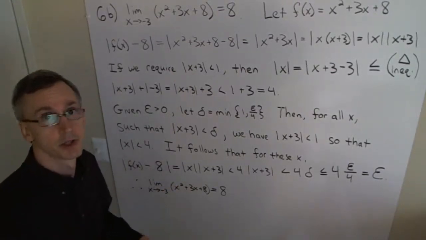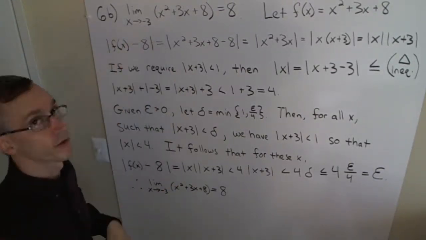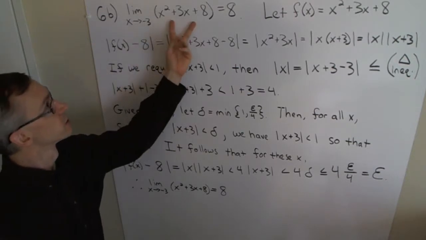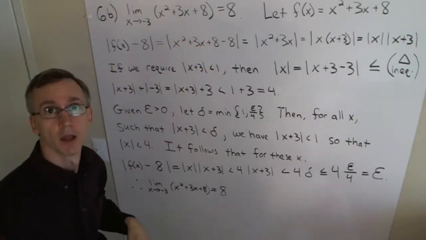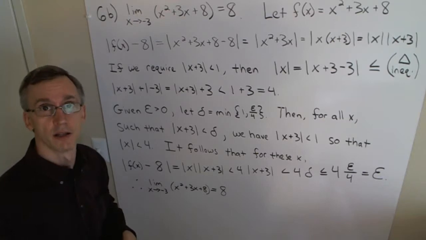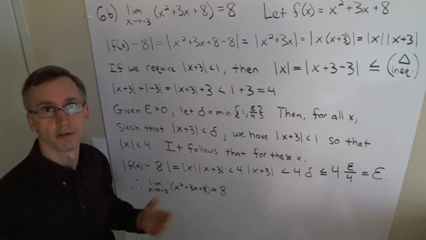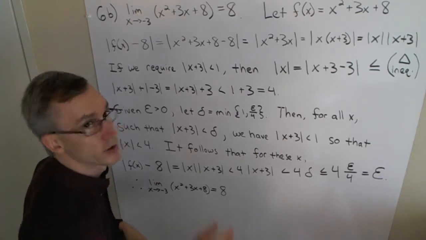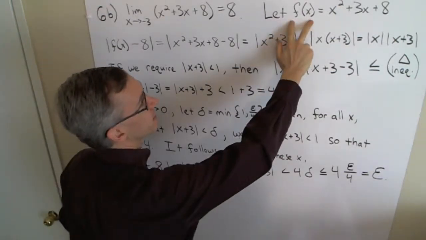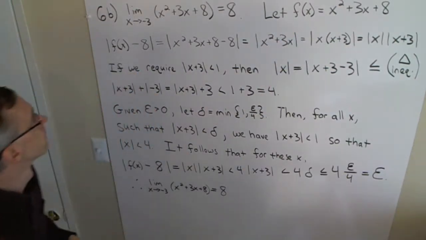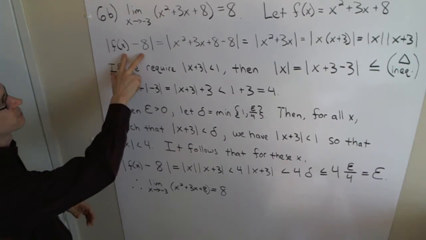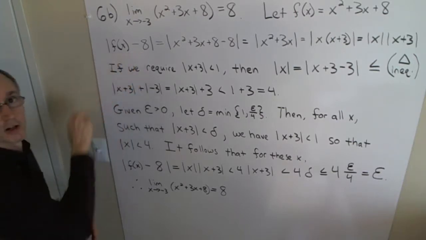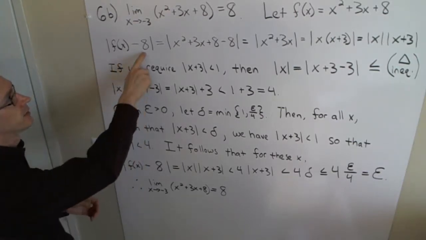In this exercise, we show that as x approaches -3, this function has a limit of 8. And we're only going to use the basic definition of convergence of a function. So to save a little writing, define f(x) to be our function. Now this represents the distance between the function evaluated at x and the limit 8.